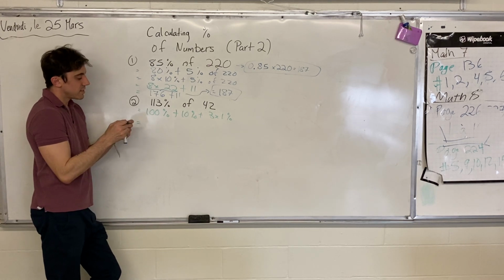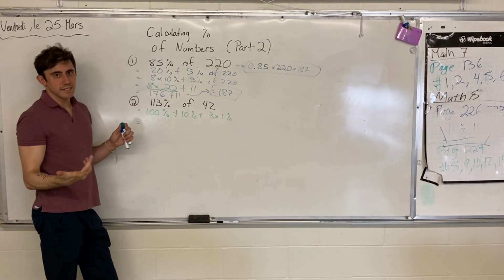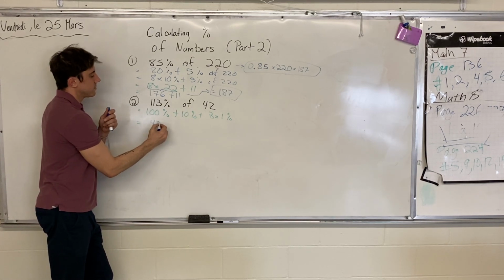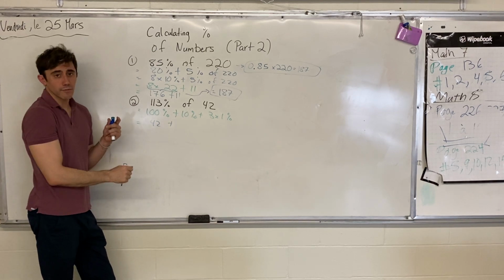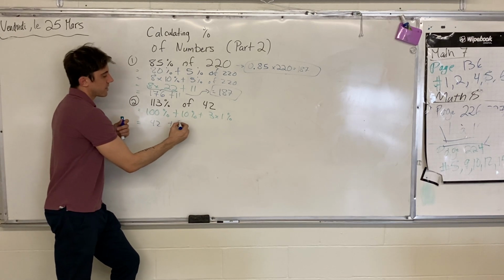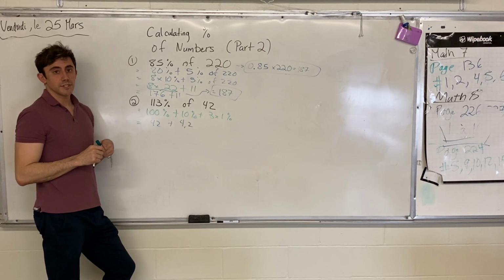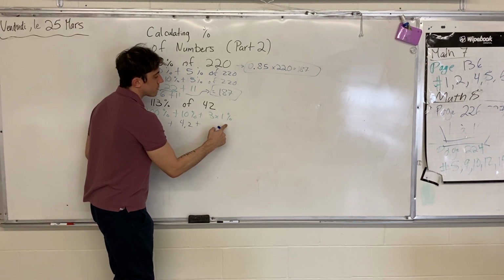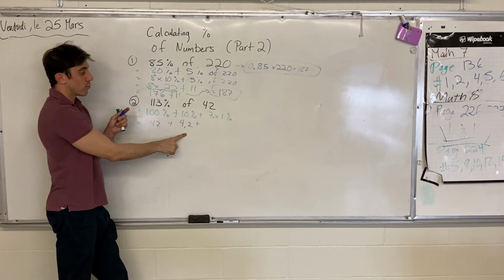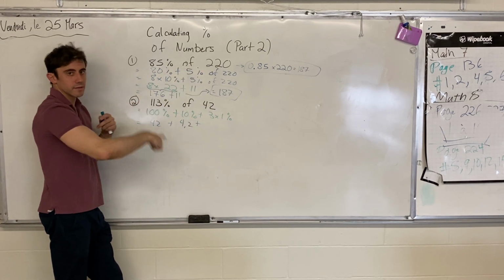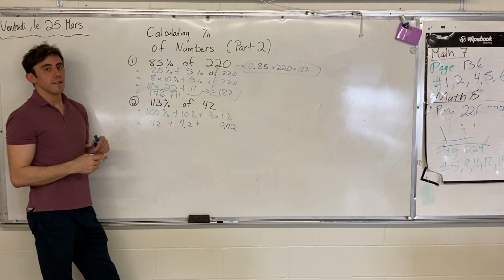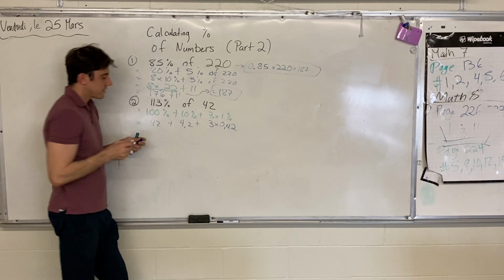Okay? Now the reason being is powers of 10 are really easy to work with typically. 100% of 42 is straightforward enough, 42. Next up, 10% of 42, we simply bring the decimal over one place for 10%, and so that gives us 4.2. And then to finish off, that 1% is going to be one more decimal place to the left. So since 10% of 42 was 4.2, 1% will be one place further to the left, bringing us to 0.42. And let's not forget to have 3 times that amount.